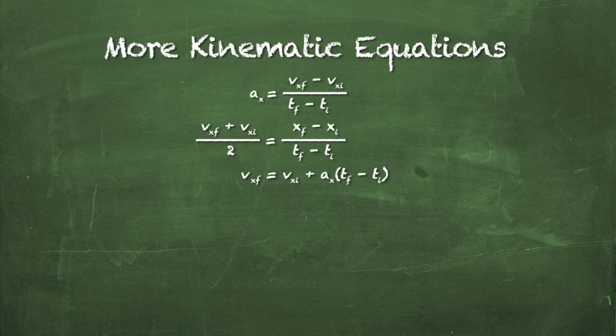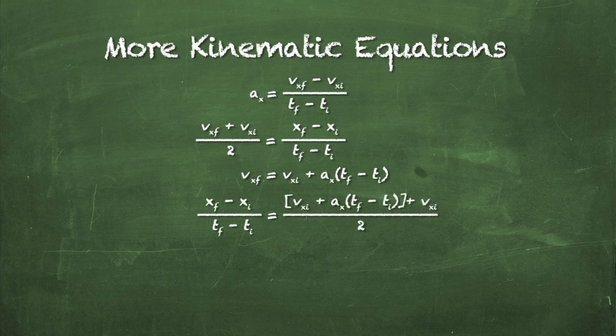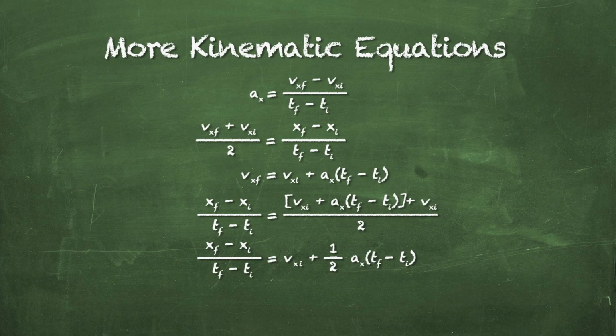And that gives us x final minus x initial over T final minus T initial is equal to Vx initial plus Ax times T final minus T initial plus Vx initial divided by 2. If you work that out, and I do recommend that you do that, as an intermediate step you would get x final minus x initial divided by T final minus T initial is equal to Vx initial plus 1/2 Ax times T final minus T initial.